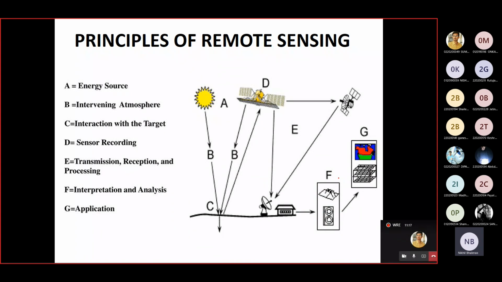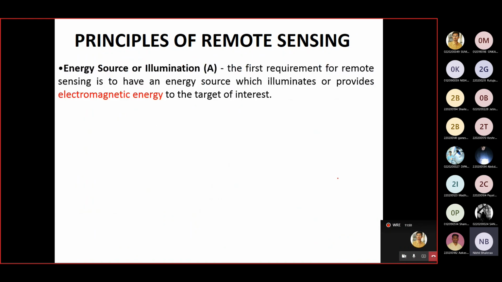And when this data is received on the earth surface, there is a very important step called image processing. After processing the image, we can use it for interpretation or analysis in various parts, and we can apply these images in various domains. So, as we have already discussed in the last session, these are the various principles that are involved.